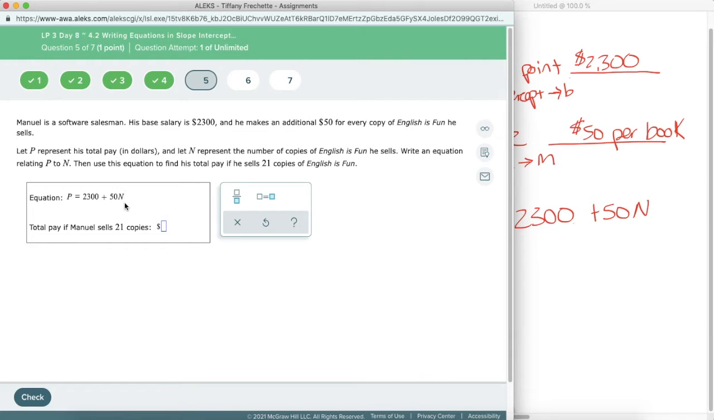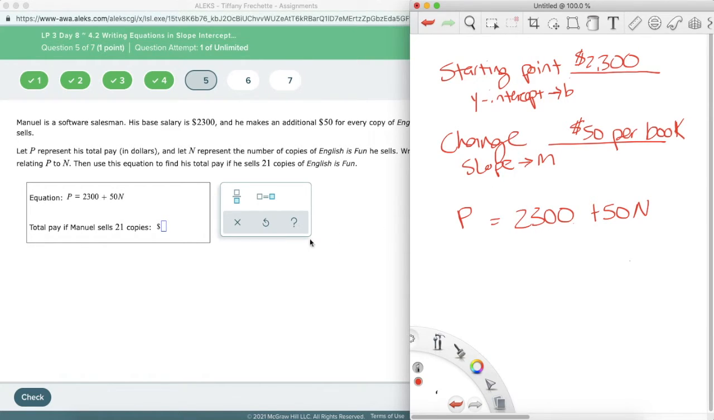All right, now we're going to use this equation to figure out how much he'll get paid if he sells 21 books. Well, if we know that the number of books is 21, we're just going to replace that, just like that. Now I have 50 times 21 plus 2,300, and that's going to equal his total pay. So we have $2,300 plus we need to do 50 times 21. They want us to calculate this one separately. So you could do it 5 times 21 and then add a 0 onto the end if that makes it a little easier.